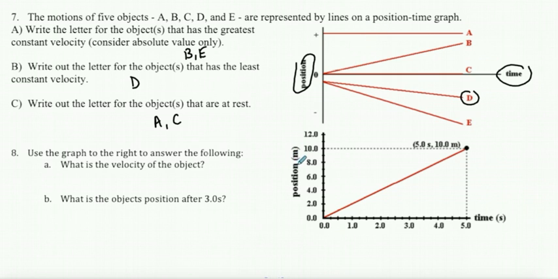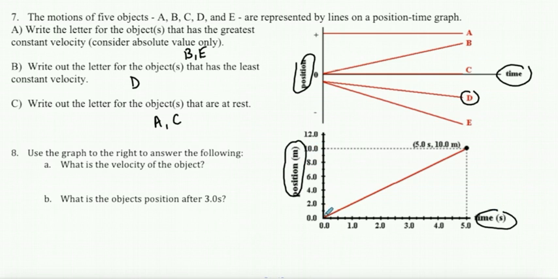So another position time graph here, but we're going to be more specific because we have actual values on our grid, or our plane. So we're going to find the velocity of this object and then the position after 3 seconds. So how do we find velocity from a position time graph? I mentioned this earlier in the video, but we need to find the slope of the object.